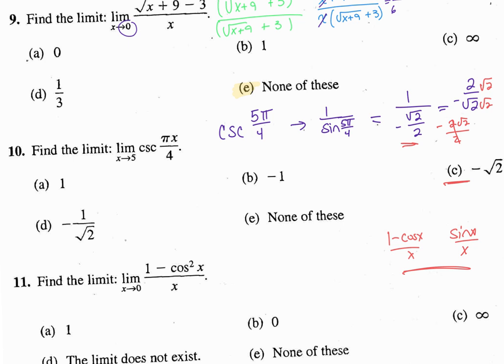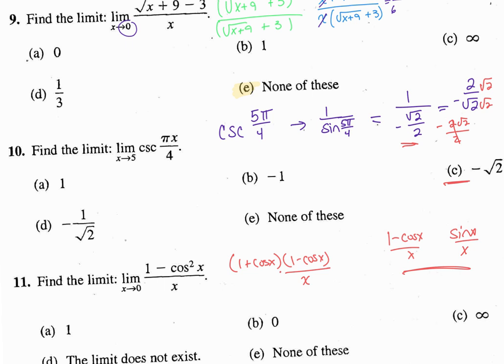But 1 minus cosine squared is not one that we know. Like, we don't know that one. However, I can factor it. This is a squared minus b squared. So I can factor it to 1 plus the cosine of x times 1 minus the cosine of x. And I'm going to put this one over x. This is why it works.